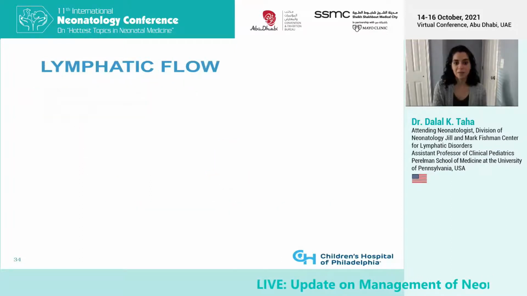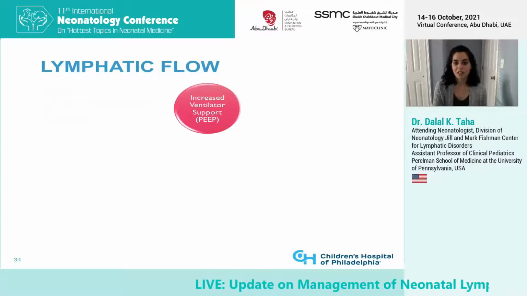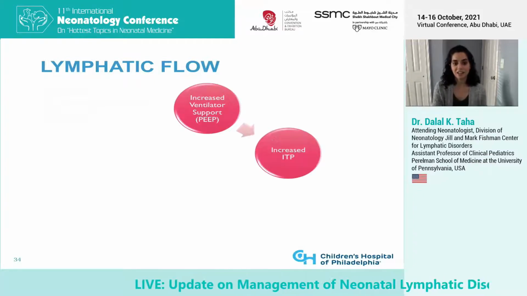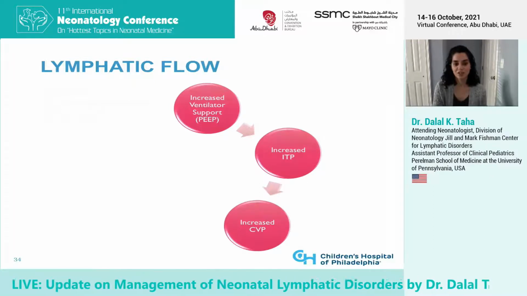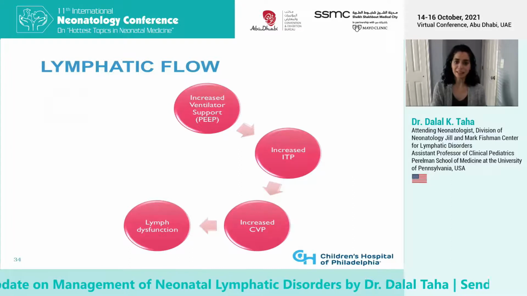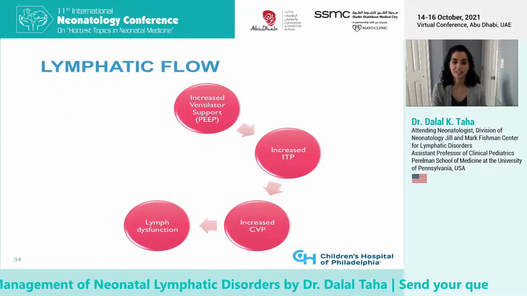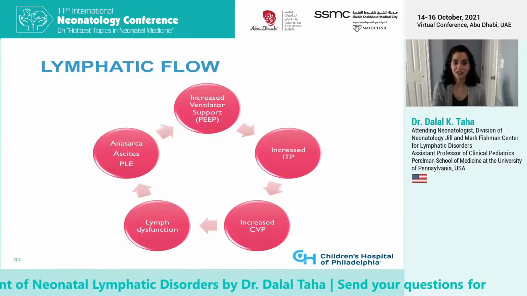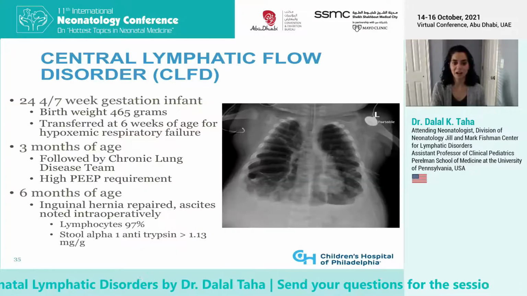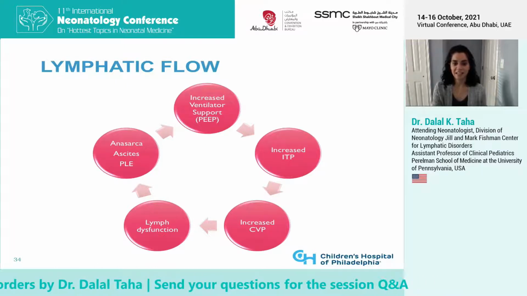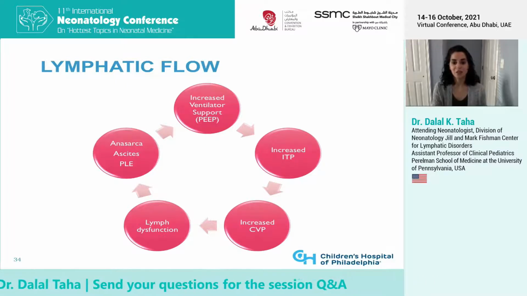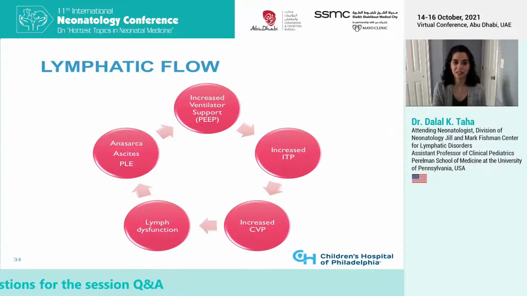If there is a high PEEP requirement or the intrinsic PEEP is high, this leads to increased intrathoracic pressure, which in turn increases central venous pressure. This disrupts lymphatic drainage from the thoracic duct and can result in anasarca and other downstream abnormalities like protein-losing enteropathy and ascites. Increasing chest wall edema and abdominal compartment pressure requires additional increases in PEEP to overcome, and the cycle continues.